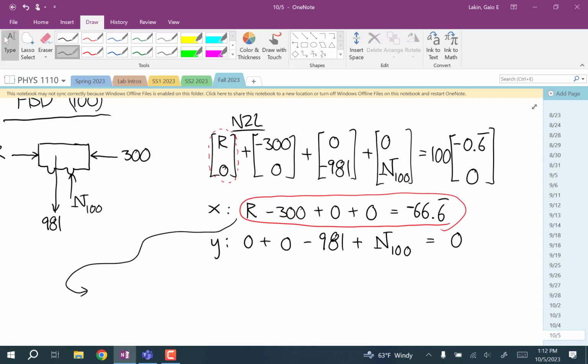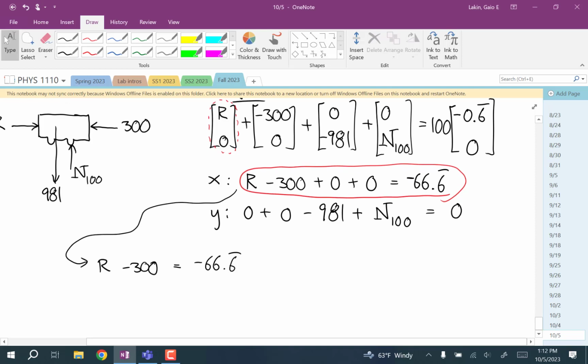And so the x equation says R minus 300 is equal to negative 66.6 repeating. So R is equal to positive 233.3 repeating newtons.